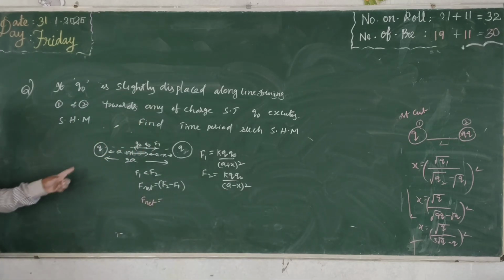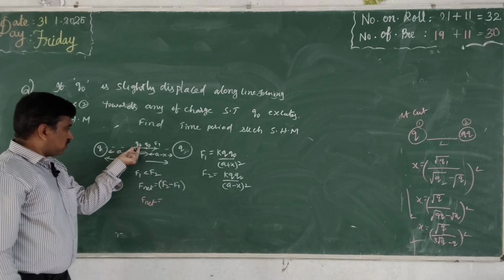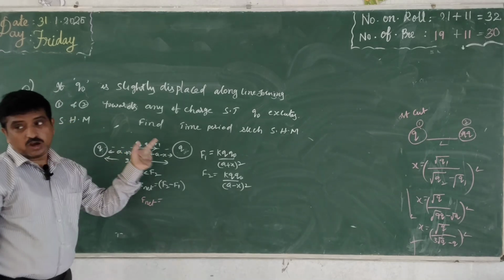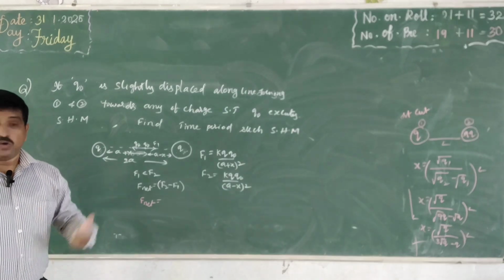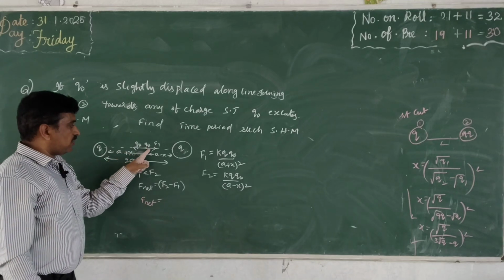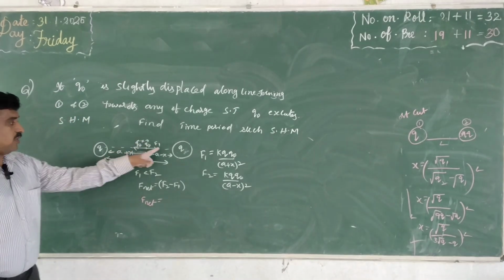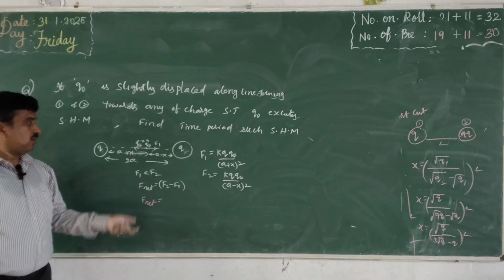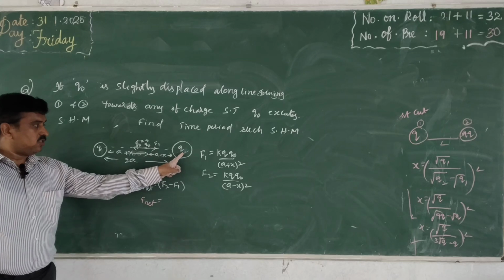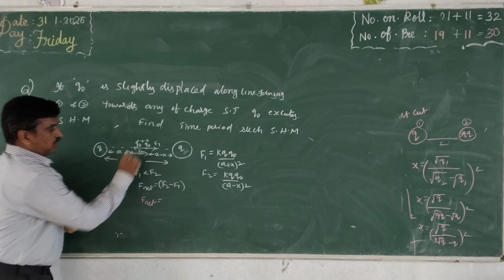Yes? See here, it is the q naught. So this is the position, at the center, and if we slightly displace it, it executes simple harmonic motion. In that case, what is the time period? We find out. After displacing a small distance x, the force acting on it due to this charge is F1, in this direction. And after displacing x distance, the force due to the second charge is F2, in this direction. Both are in opposite directions.